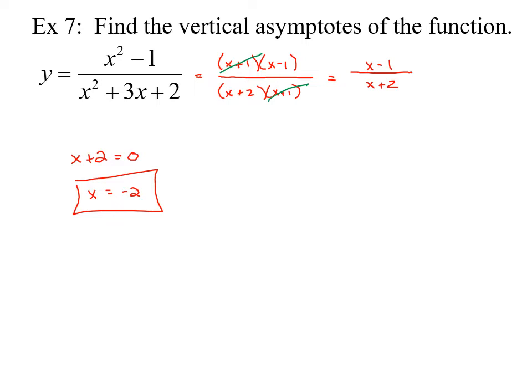Now you may be curious, what about the plus 1? Where does that go? We're going to see that in the next video. What happens when you cancel off something, and what does that become? That's something we're going to talk about in the next video.